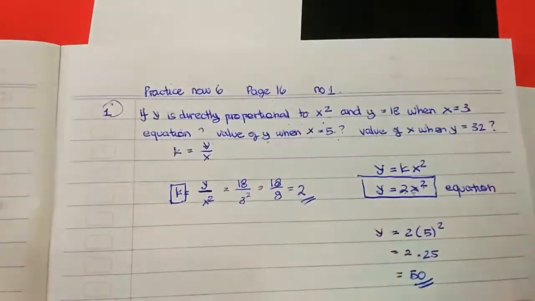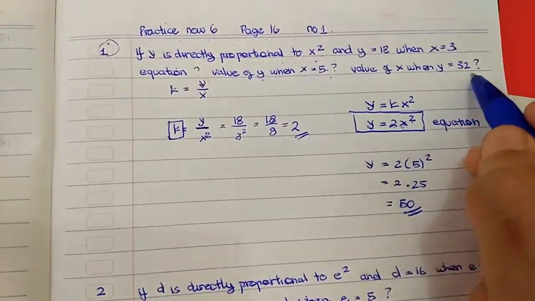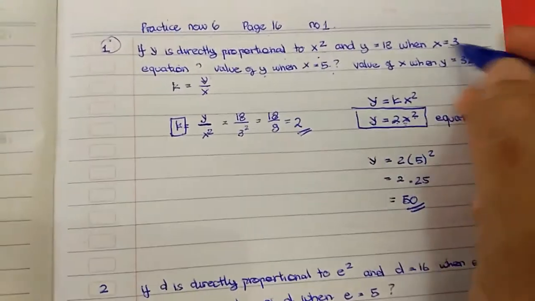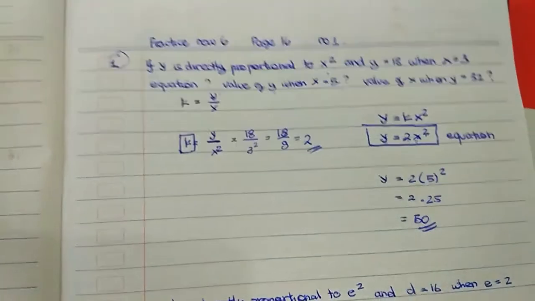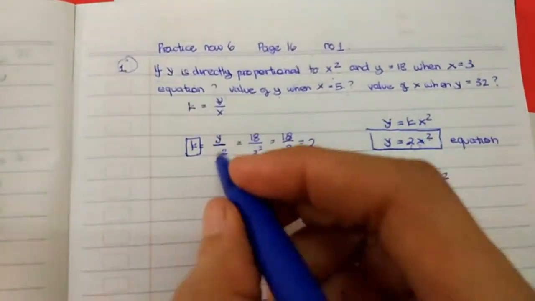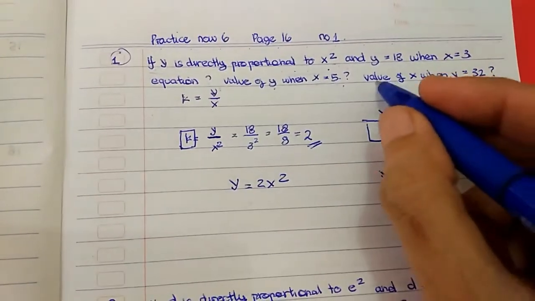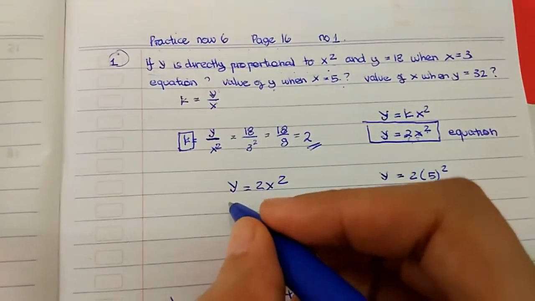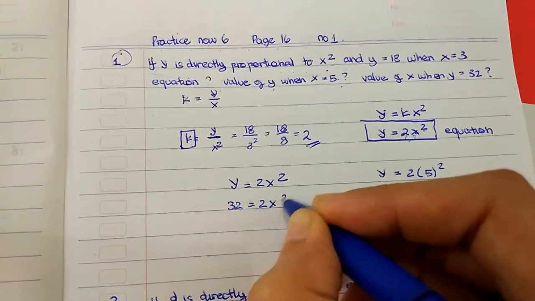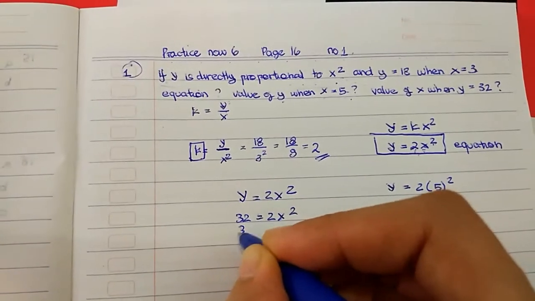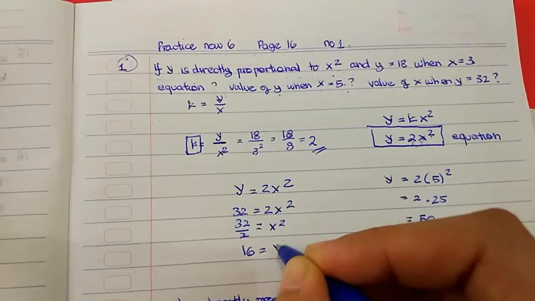And then the next one is the value of x when y is 32. Again, this question refers to this equation. If y is directly proportional to x squared, this is the equation. So I will write y is equal to 2x squared, and then the value of x when y is 32. So 32 replaces the y here, 32 equals 2x squared. Then x squared will be 32 divided by 2, so that will be 16 equals x squared.